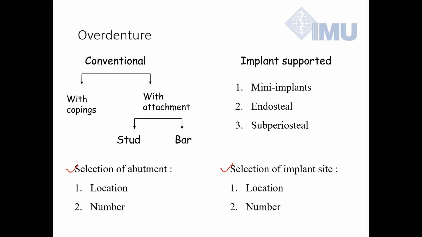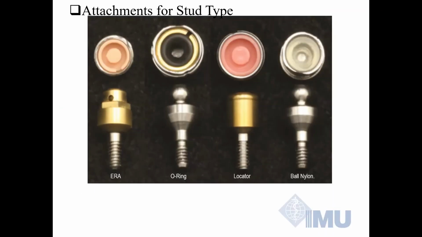When you look at the classification of conventional tooth-supported overdentures, they may be with or without coping. With attachments, you will have to place either a stud attachment or a bar attachment. Stud attachments can be ball and socket, or nowadays many attachments are coming up in the market called low height or low profile attachments, whether it's a Locator or an Equator attachment, and then the other one is a magnet type of attachment.